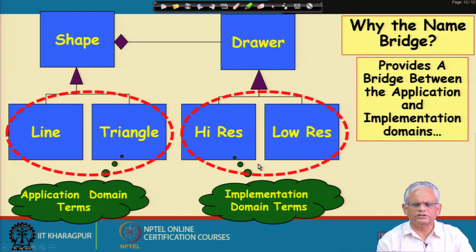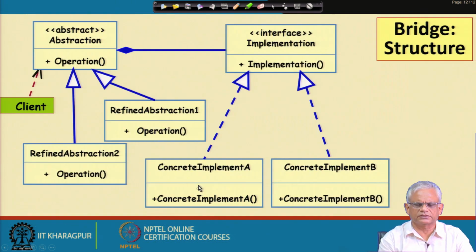So, this pattern separates out the abstraction hierarchy from the implementation hierarchy and provides a bridge between the abstraction and the implementation, which is basically an association or an aggregation relation, which helps the application class to invoke the methods of the implementation class.